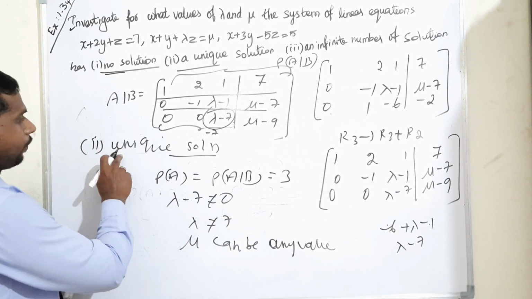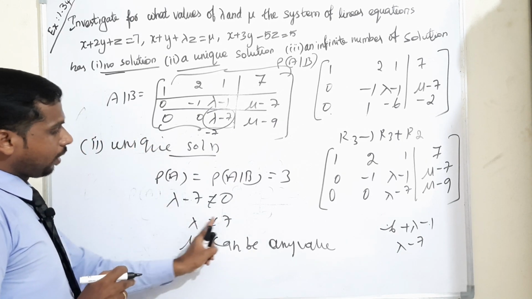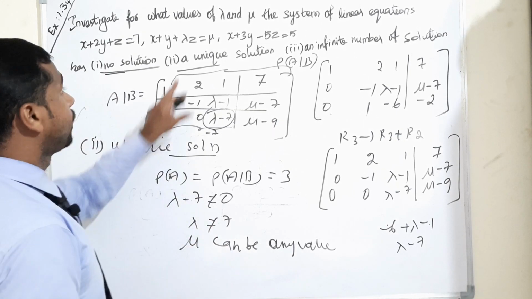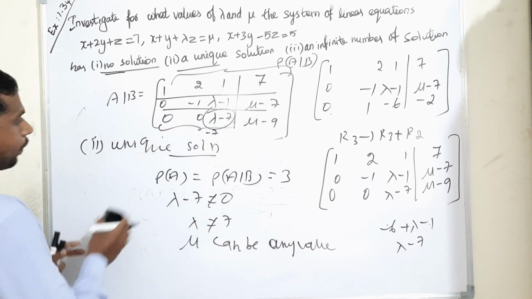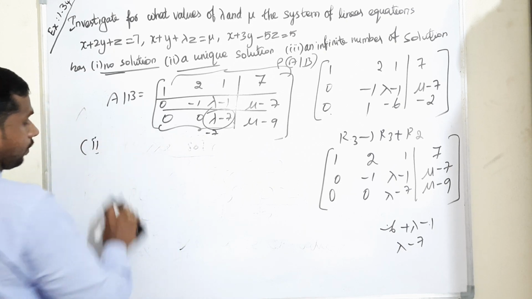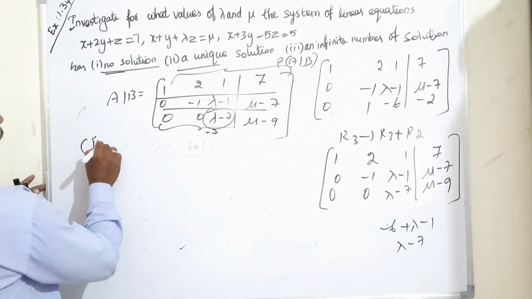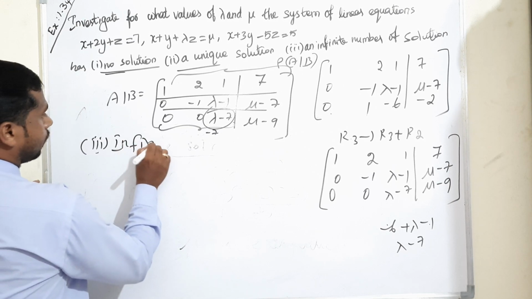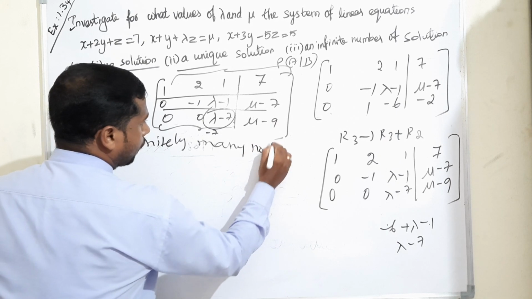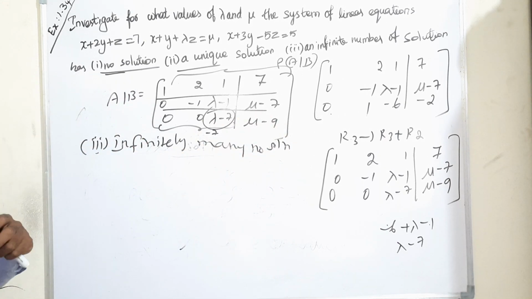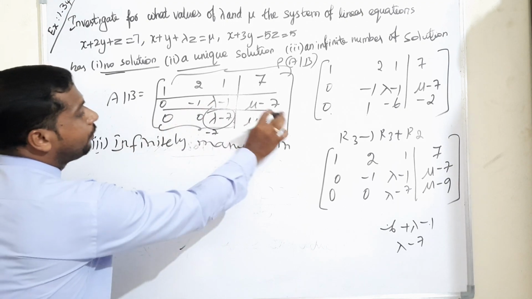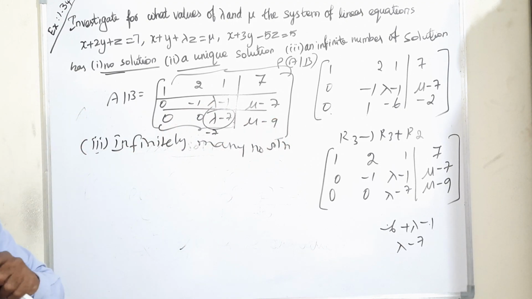That's why I am saying, you can say it is a unique solution when lambda is not equal to 7 and mu can be any value. Sorry, this is called unique solution. Then the third one, infinitely many number of solutions. When you say infinitely many solutions, we have to show the row as completely 0, then only we can say infinitely many solutions, isn't it?